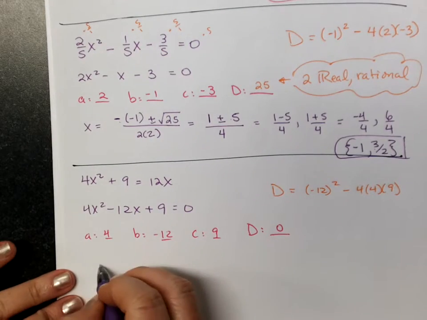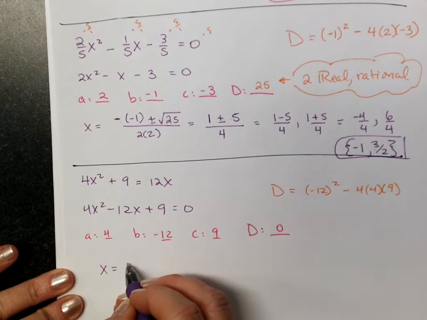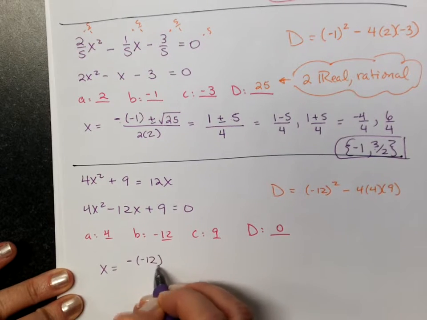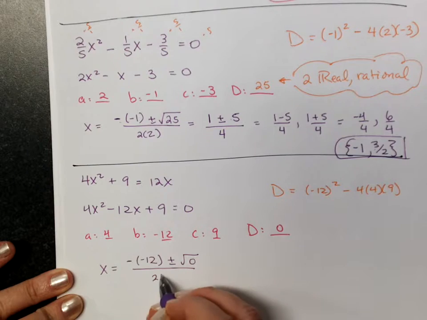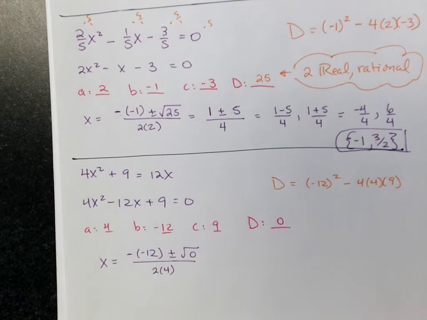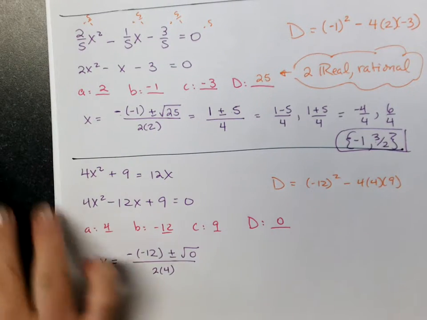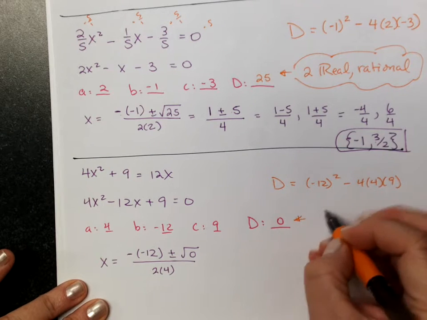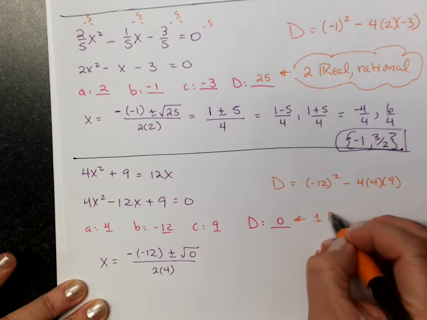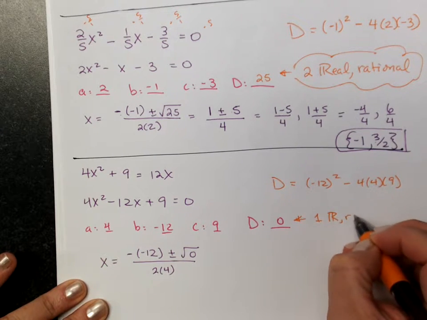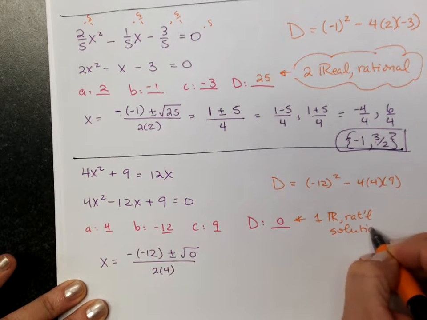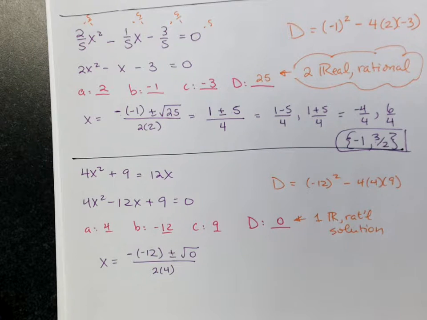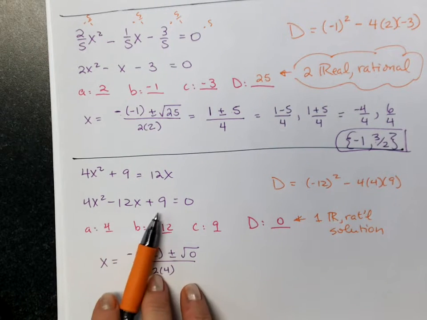And so when you solve this, you've got x equals negative B, which is negative negative 12, plus or minus square root of 0 over 2 times 4. Same formula, but because that D was 0, you were expecting one solution, and it will be real, and it will be rational. I'm going to abbreviate rational solution. And this means the related parabola would hit the x-axis and turn around. And if this happens, that means you had a perfect square trinomial here.